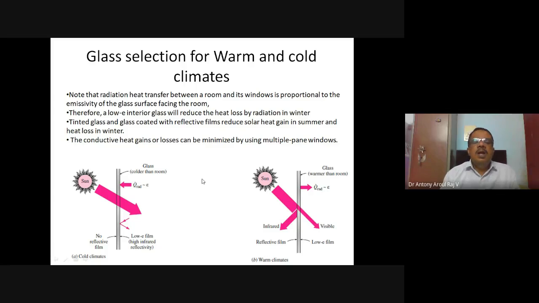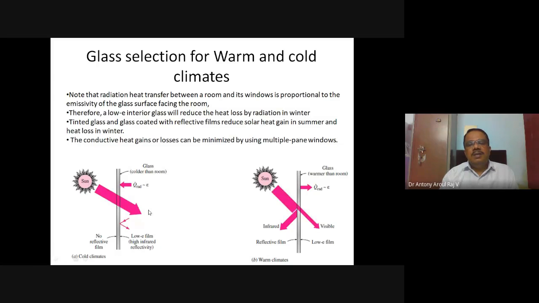If you are just putting this technology here and this technology here, it is going to be horrible for you, because if you put a reflective film in a cold climate, that means solar radiation will not come in. So inside it will still be cold. Nighttime cold will persist inside the room.